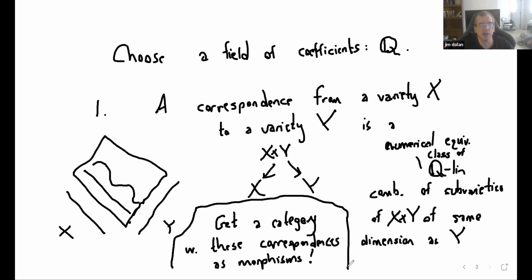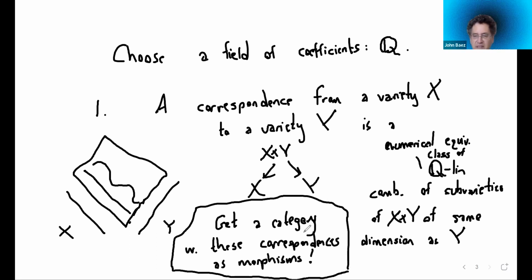But okay, go ahead. Okay, so we got a category with these correspondences as morphisms. Let me just assert, where the composition is this sort of spanny or matrixy type composition. Okay, but it's not good enough yet. So we do two things to it.